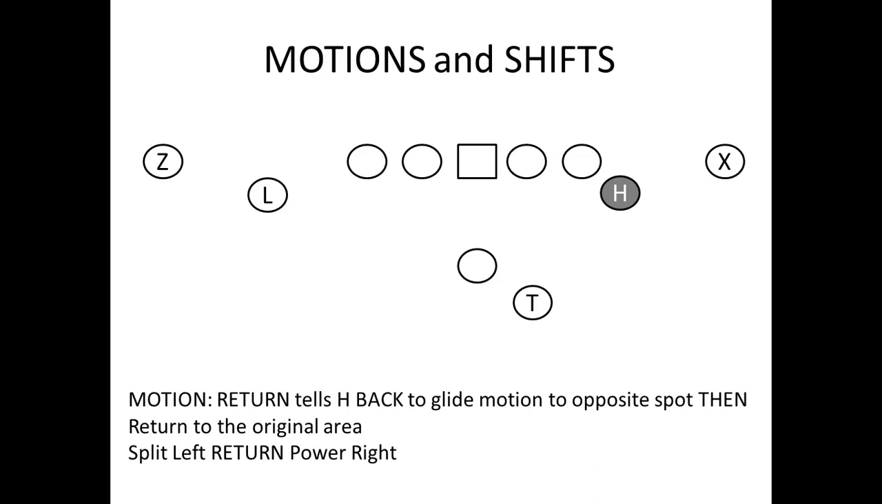Then we run return motion. So return motion is he's going to slow jog to the other side, slow jog halfway back, and then he's going to coil up, shuffle, get in position for that devastating block. Split left, return, power right.